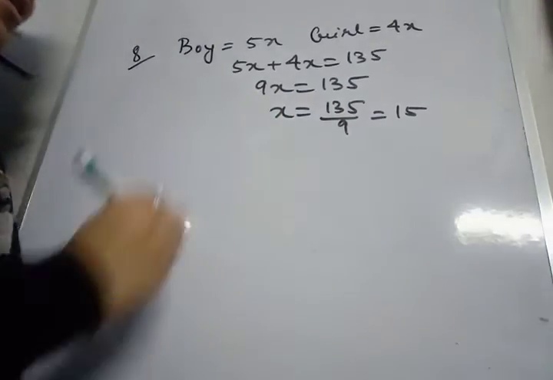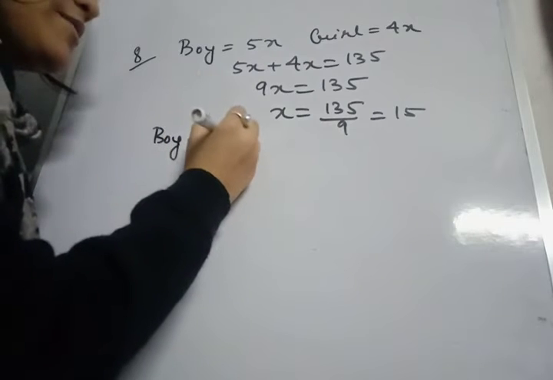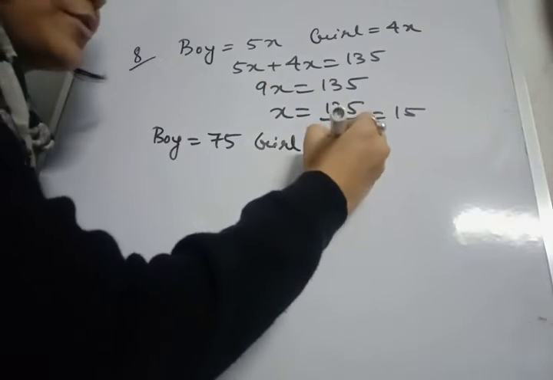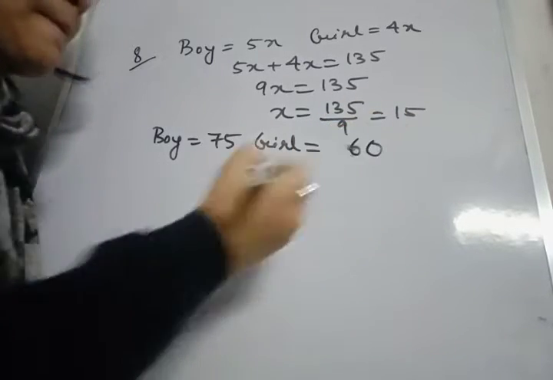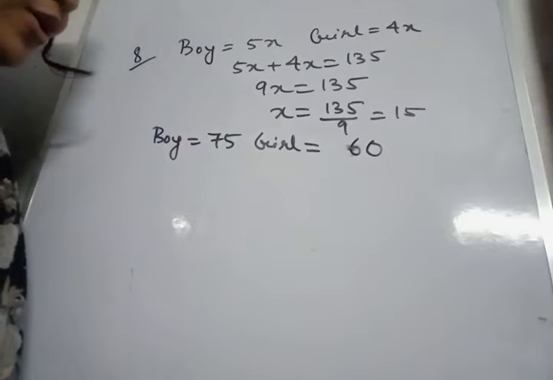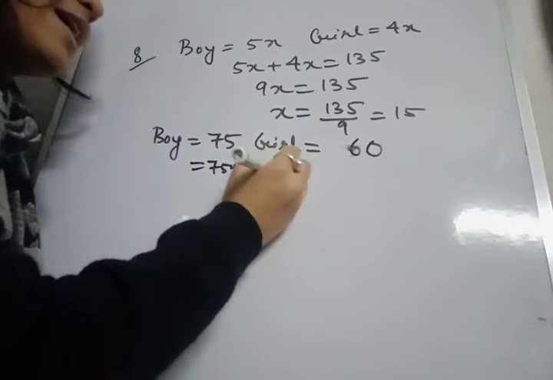15. Therefore, number of boys how much? 5 into 15, that is 75. And girls is 4x, that is 4 into 15. So 4 into 15 is 60. Right? And as per the question, 5 more boys get admitted. So 75 plus 5, that makes 80.